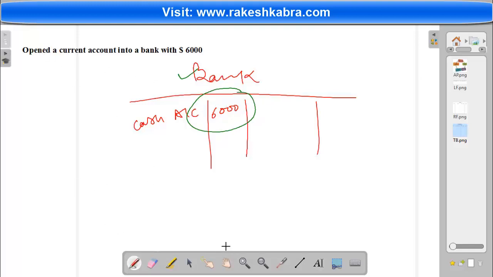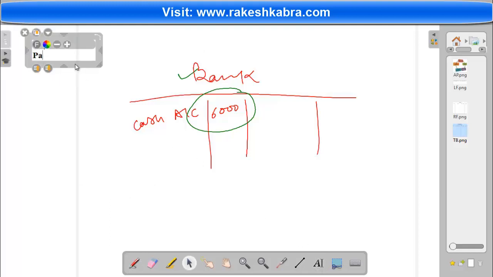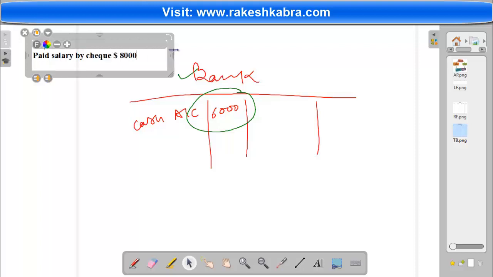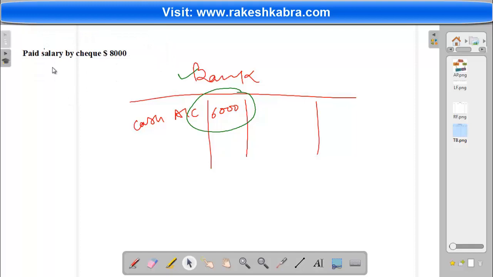So see, one transaction I am conducting. See the transaction: paid salary by check, $8,000. Understood? This is the transaction. Now tell me, we are paying salary, how much? 8,000. But in our account there is only 6,000. So see what entry we will pass for this.